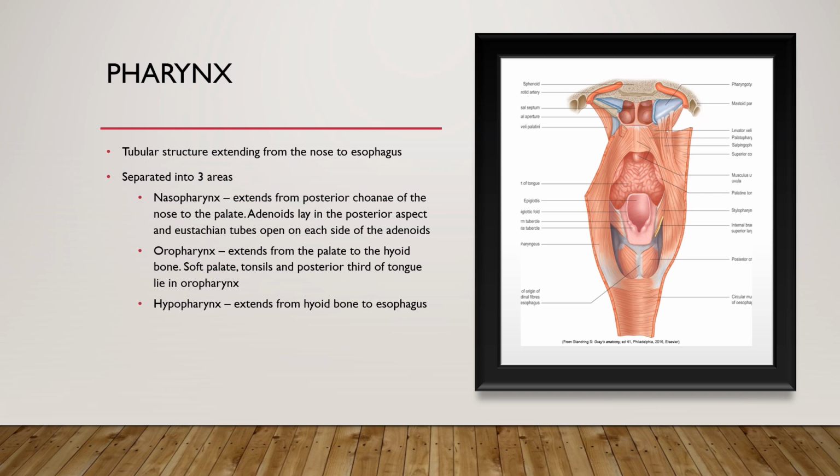Okay, then we have the oropharynx. This is going to extend from the palate to the hyoid bone. The soft palate, tonsils, and posterior third of the tongue are going to lie in the oropharynx, okay, so the back of the tongue. And then we have the hypopharynx, and this extends from that hyoid bone to the esophagus. And those structures are labeled here as well. And this again is from your textbook, so you can reference it.